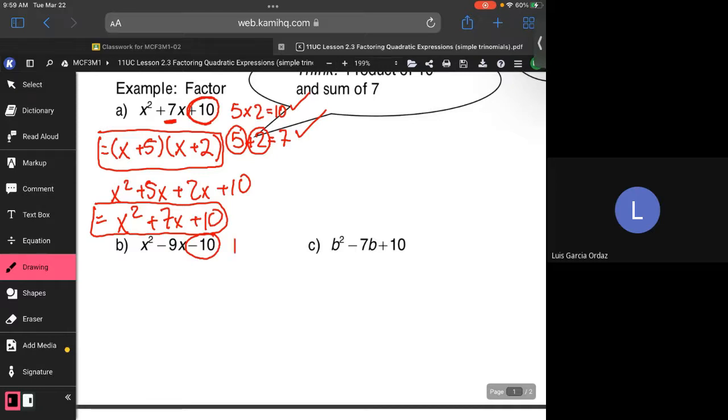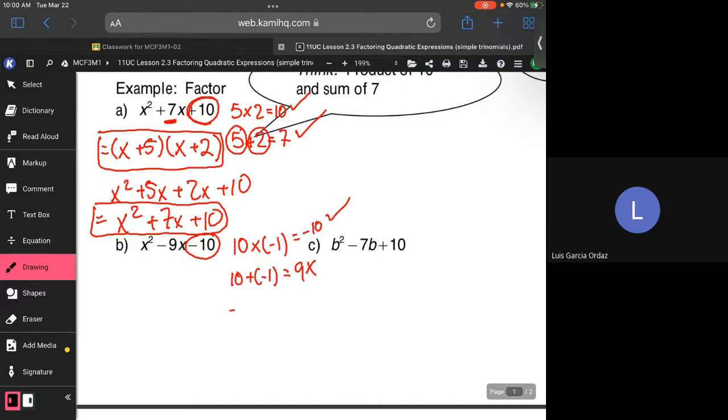Okay. So let's do 10 times negative 1. That gives me negative 10. Okay, good. However, what's 10 plus negative 1? 9. Okay. Is my middle term negative 9 or positive 9? Negative. So this one wouldn't work. The 10 would have to be negative. Yeah, so therefore the 10 has to be negative.